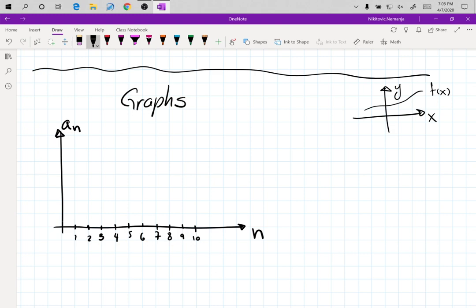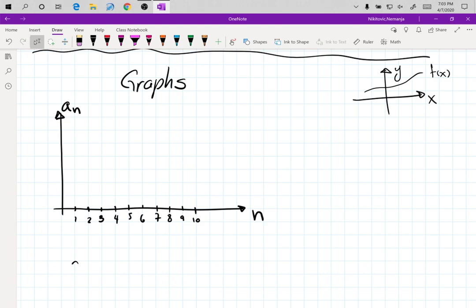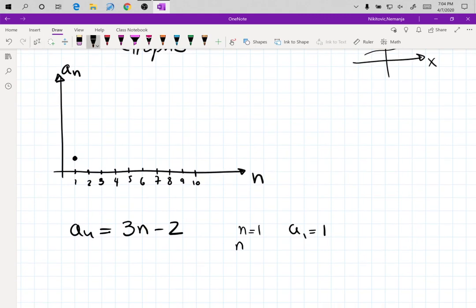So you can have your sequence of AN is equal to 3n minus 2, and you can go and you can plot this point by point. So when n is equal to 1, you are going to have 3 minus 2, you're going to have 1. And that's your dot at 1, 1. When your n is equal to 2, then you have 6 minus 2 is 4. When n is equal to 3, that's 9 minus 2 is 7. 4, 5, 6, 7.